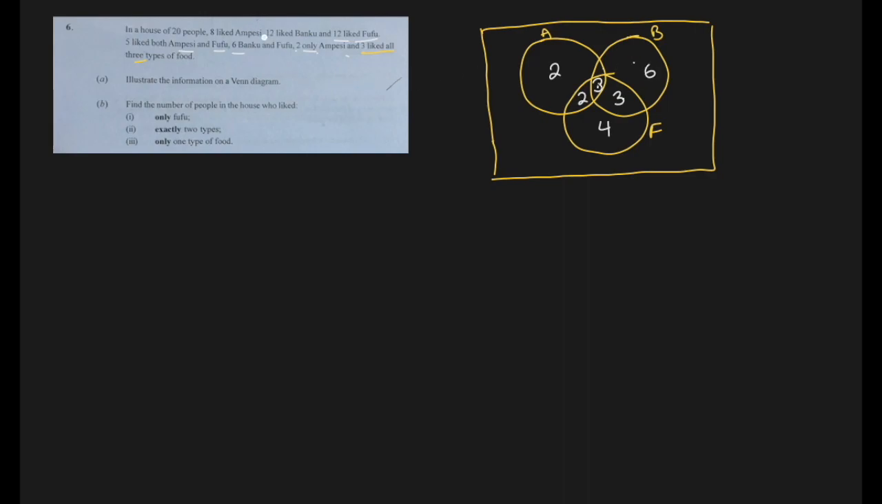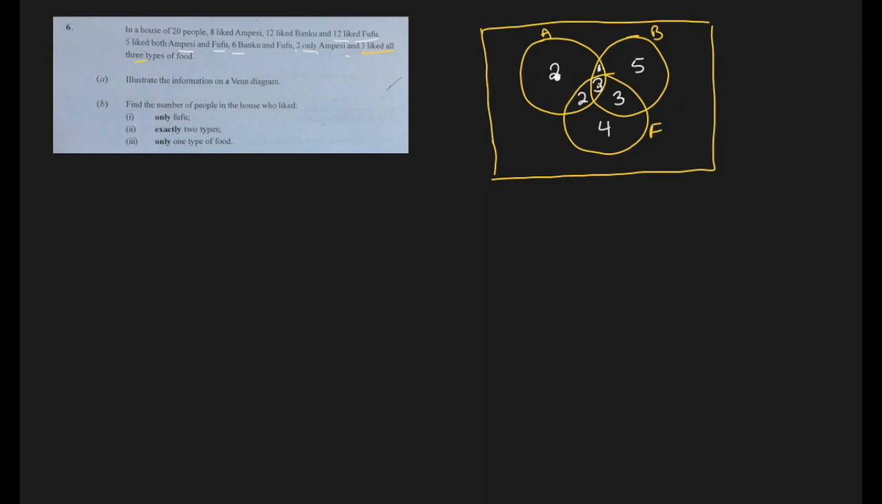Okay, then 8 liked Ampesi. So 2 plus 2 is 4, 4 plus 3 is 7, that means 1 will be here. And since 1 is here, that means I have to amend this to 5, because otherwise it will change the information. So now 5 plus 3, 8, 8 plus 3, 11 plus 1, 12. That is also complete, and this is done.